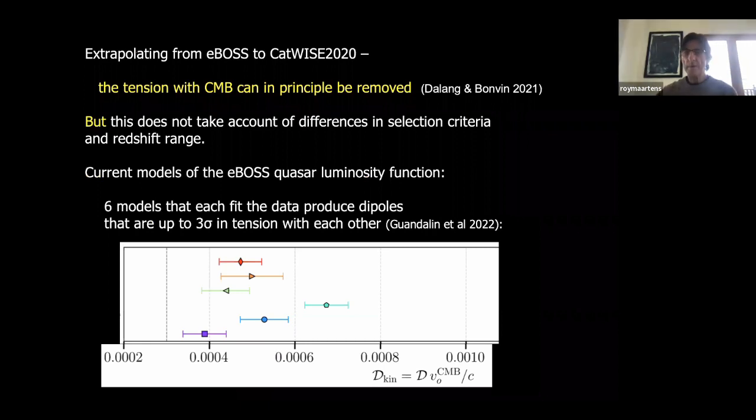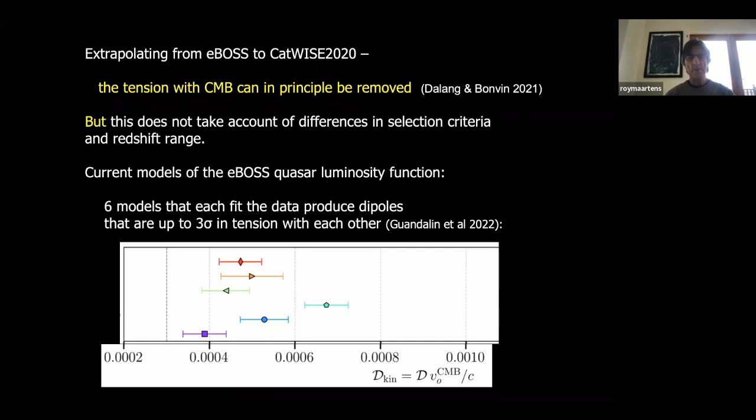Now, current models of the EBOS quasar luminosity function have enough leeway in them that if we choose 6 popular models in the literature, each of which fits the current data from EBOS, they produce dipoles that are up to 3 sigma in tension with each other, which is what we showed in our recent paper. So I'm just giving you a little sketch here showing the 6 models from the MCMCs that were performed, showing the errors and the best fit dipoles from these 6 different models.